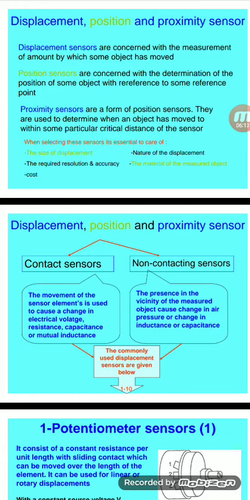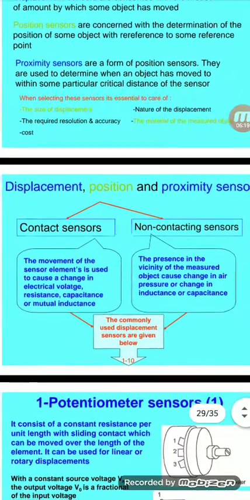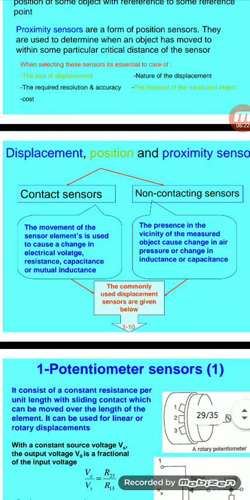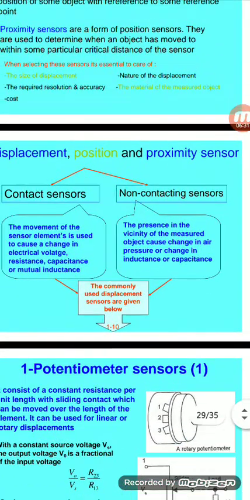Next, go for contact sensors and non-contact sensors. With contact sensors, there is movement of the sensor elements, which is used to cause a change in electrical voltage, resistance, capacitance, or inductance. Every non-contact sensor, for example, we use to find UV rays. UV rays means ultraviolet rays. The ultraviolet rays we detect in either a movable object or fixed object.